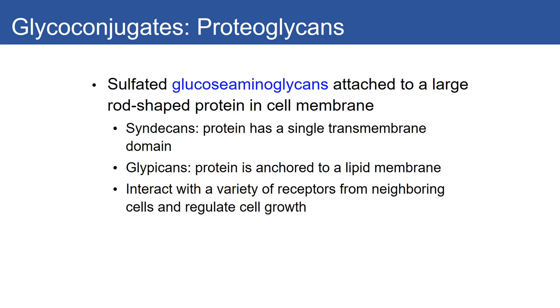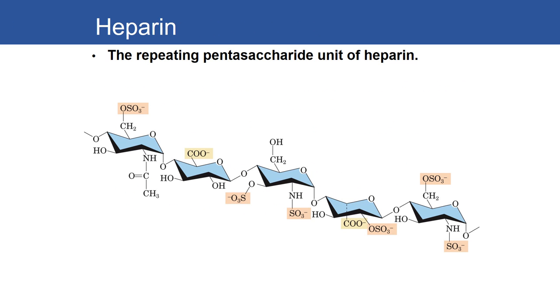Again, sulfated glycosaminoglycans attached to large rod-shaped proteins in the cell membrane. That's a proteoglycan. We have syndecans and glypicans. Again, they're anchored in and they interact as receptors for neighboring cells, and they regulate cell growth. So basically, they're cell-to-cell receptors. Another important linear polysaccharide found in animal tissues is heparin.